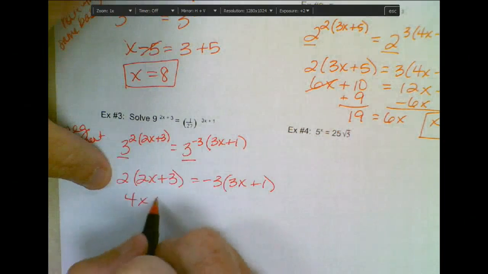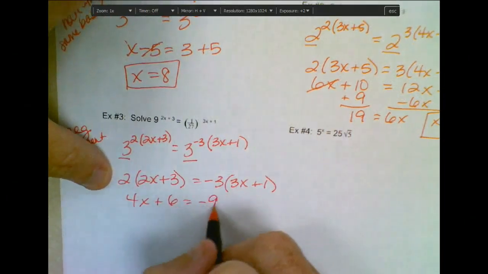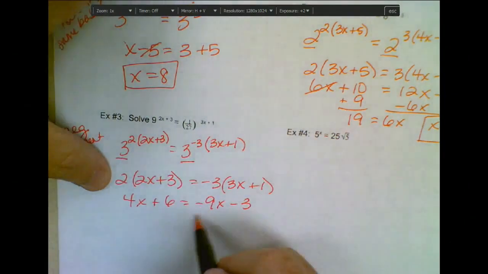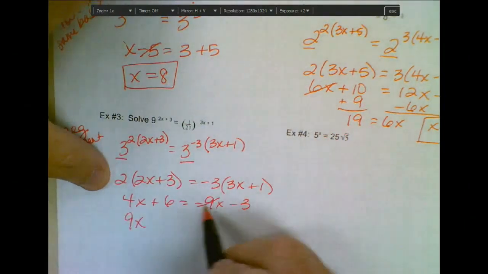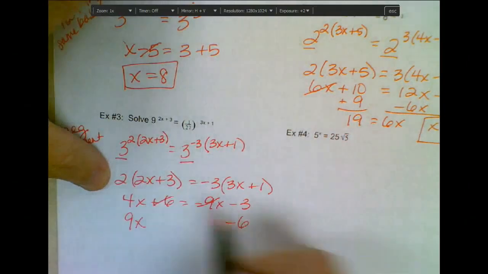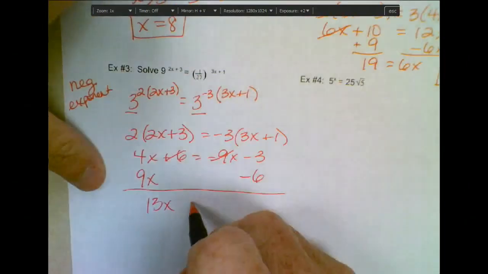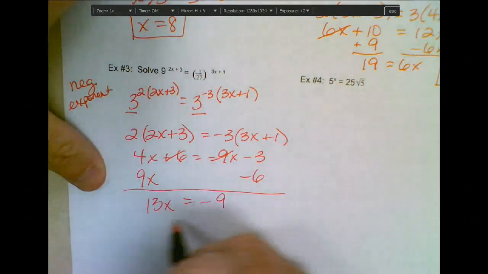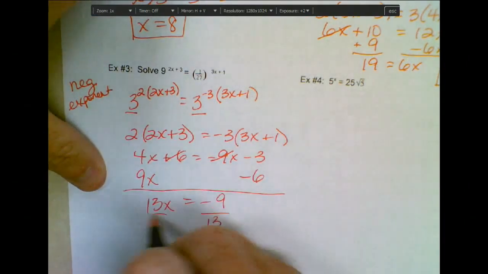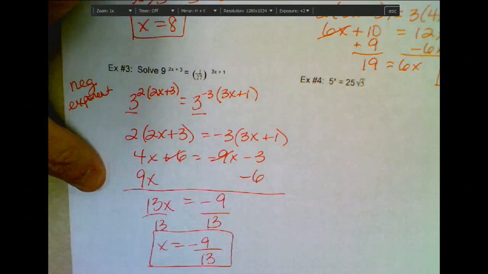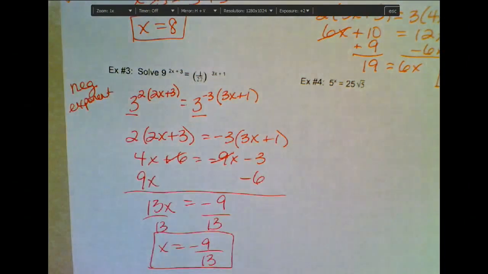So I get 4x plus 6 equals negative 9x minus 3. Going to move things around here. So 9x is going to come over there. Subtract the 6 out, come over there. So you get 13x equals negative 9. Divide both sides by 13. So my x would equal negative 9/13. Yes, you can have fractions as your solutions, always.